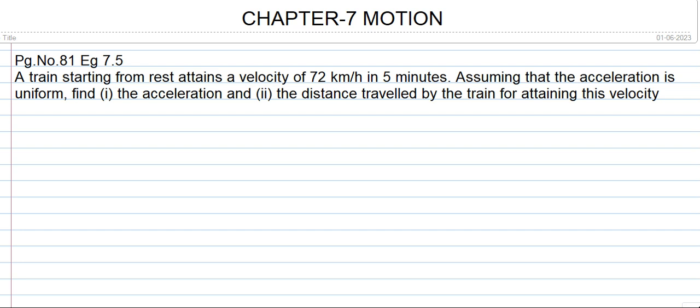The sum reads, a train starting from rest attains a velocity of 72 km per hour in 5 minutes. Assuming that the acceleration is uniform, find the acceleration and the distance travelled by the train for attaining this velocity. As usual, we will write down the information given in the question.